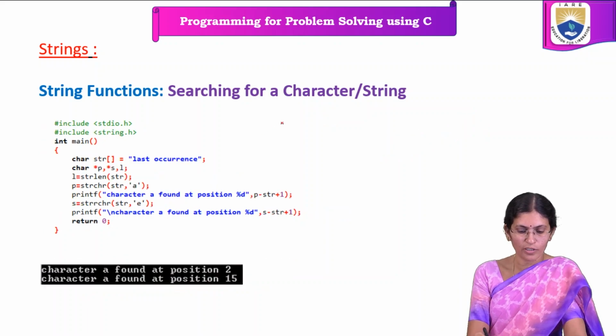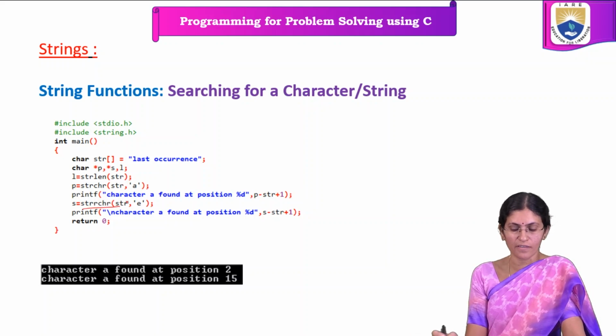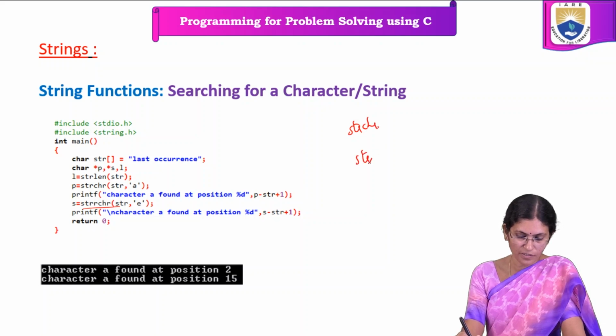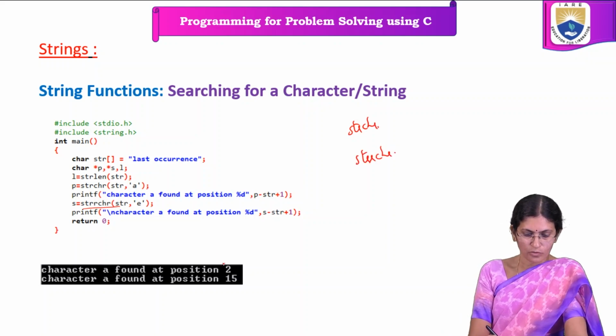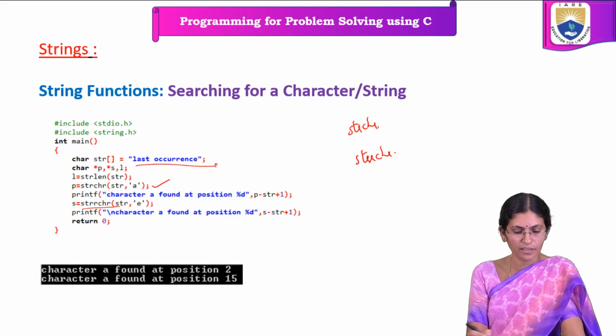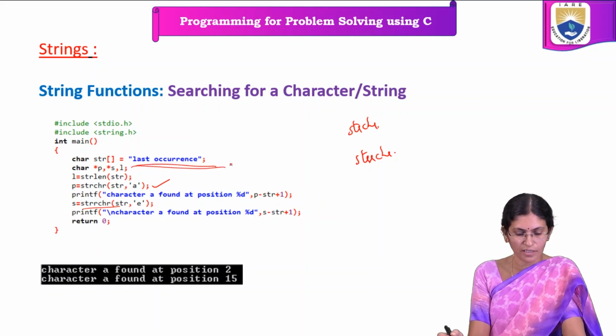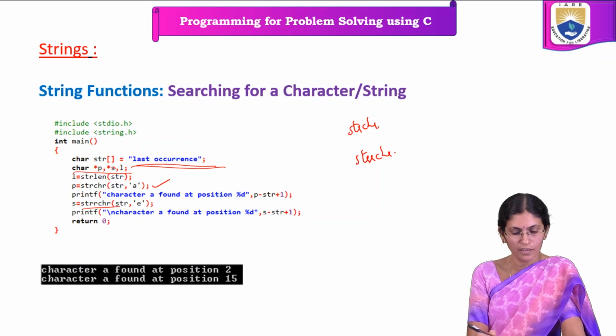Let us see one more example for the function strchr, and another one, strrchr. Same string we are taking. str is having the string last occurrence and we have declared two character pointers, p and s. So these are two character pointers.